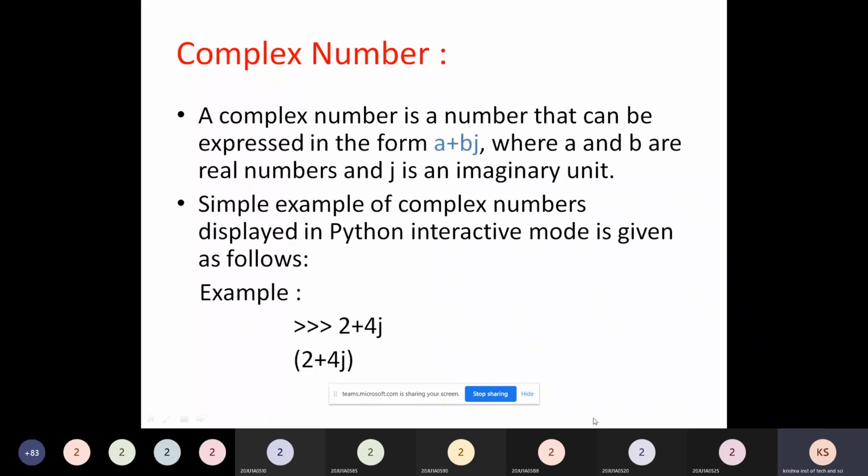And next one, complex number. A complex number is a number that can be expressed in the form of a plus bj.